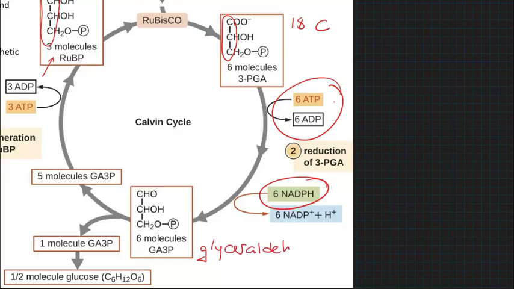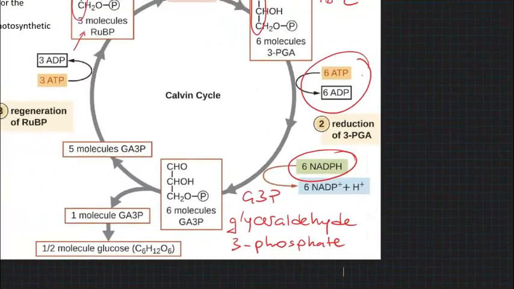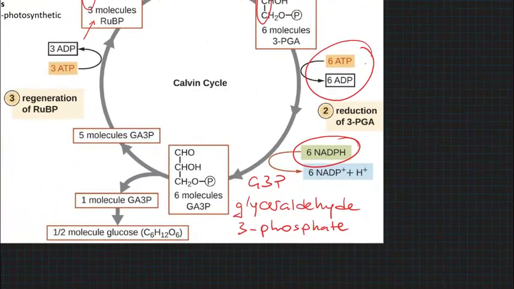is glyceraldehyde 3-phosphate, or that G3P molecule that we talked about before, the intermediate in glycolysis. So we have 6 molecules of 3 carbon, G3P, so 18 carbons total.